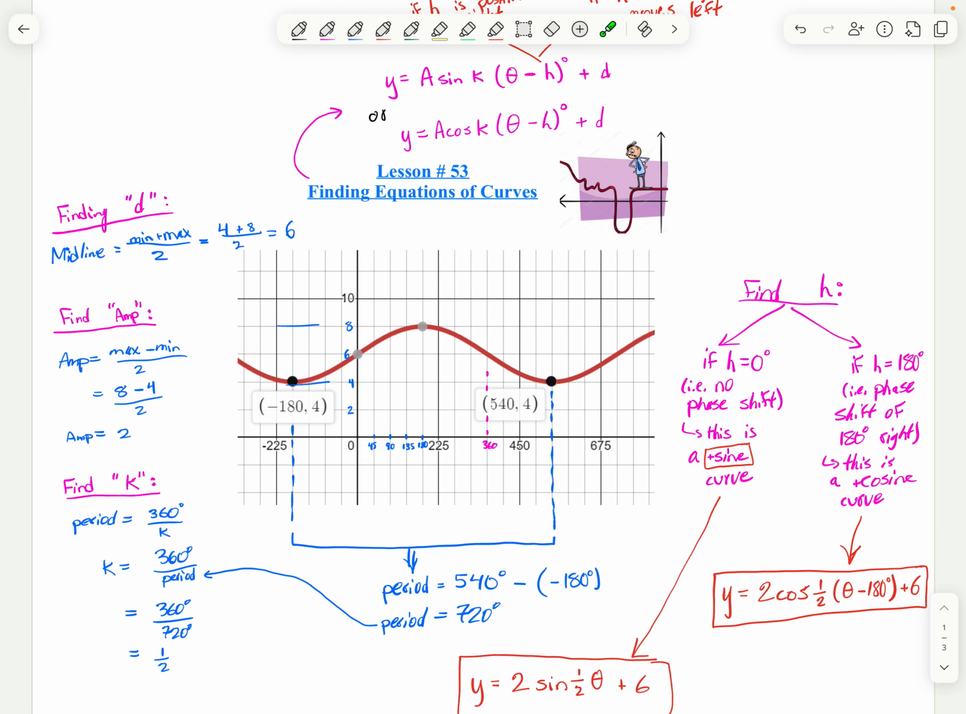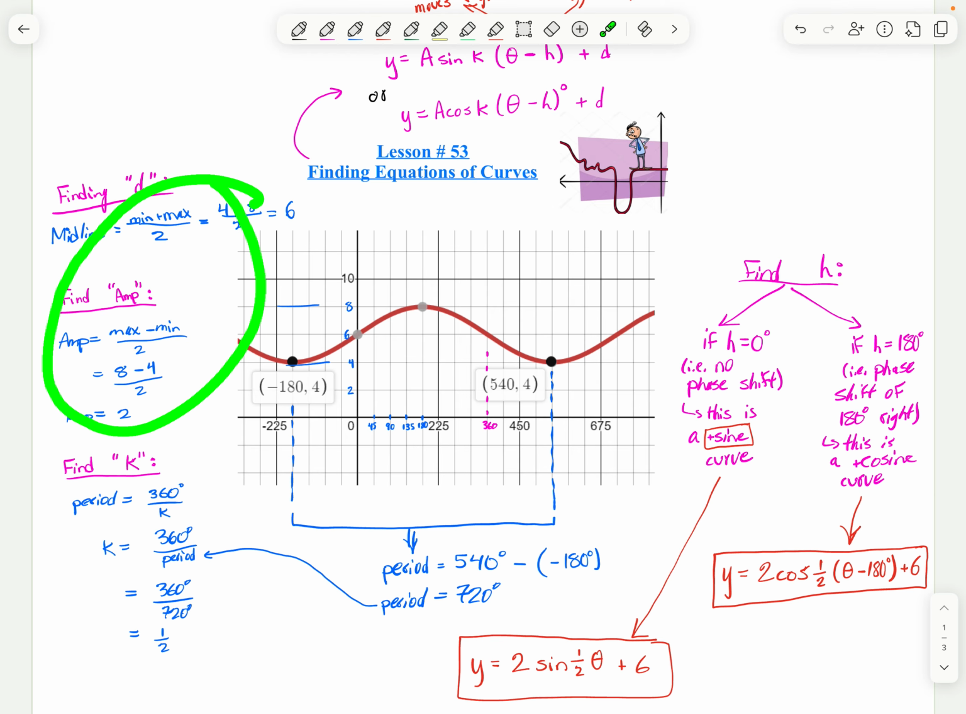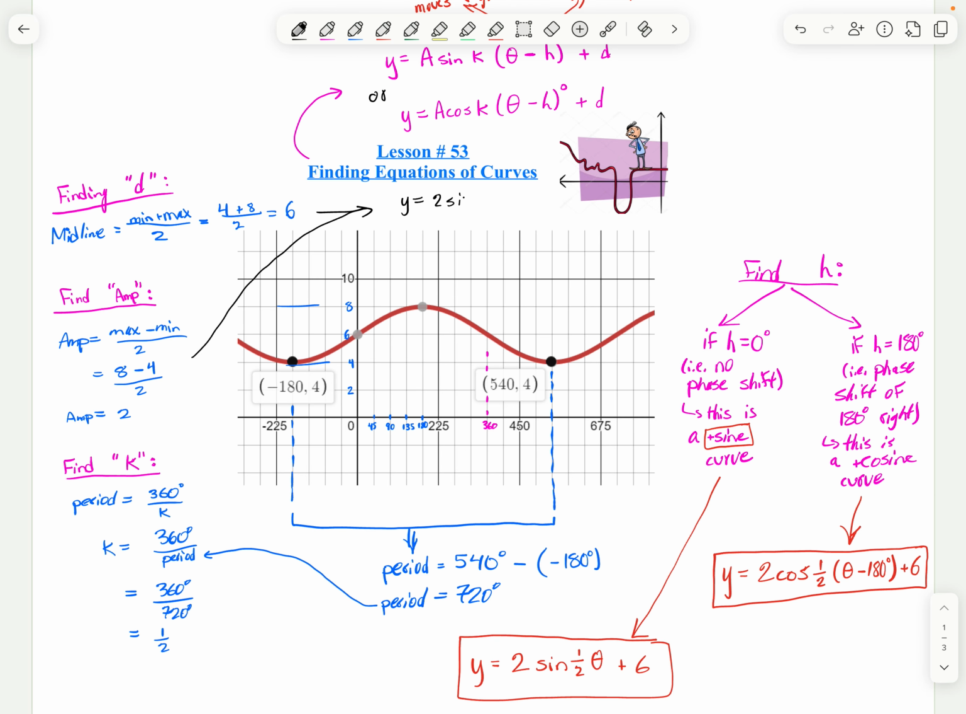So amplitude is 2. So far, based off of these two pieces of information, we have this equation right here. So y is equal to 2 sine k x minus h plus 6, right? Or y equals 2 sine k x minus, or sorry, cosine k x minus h plus 6. So that's what we have so far.